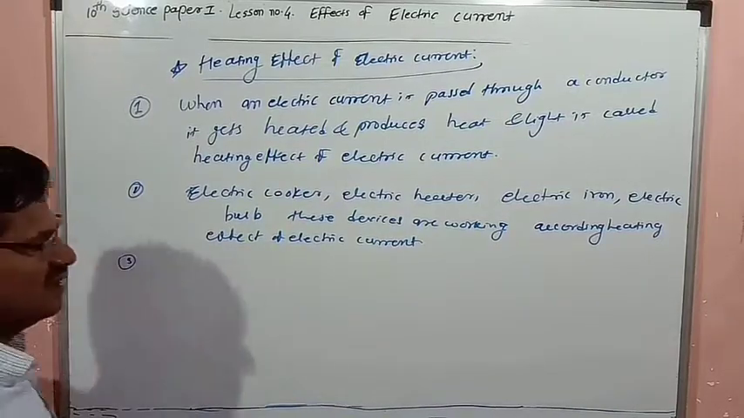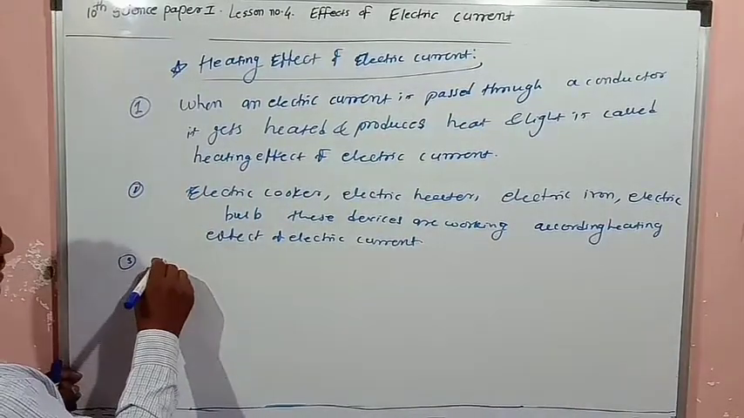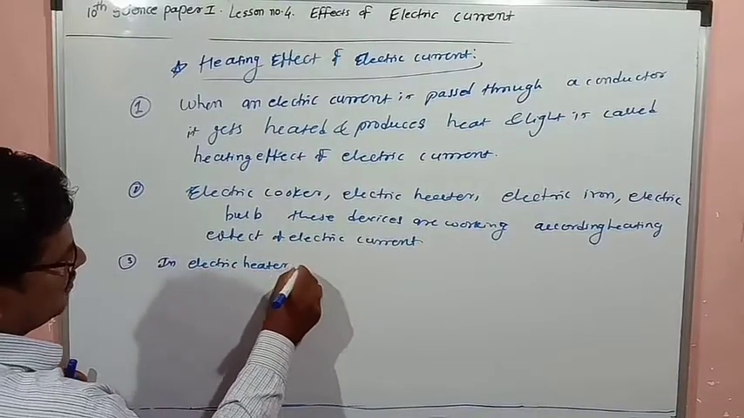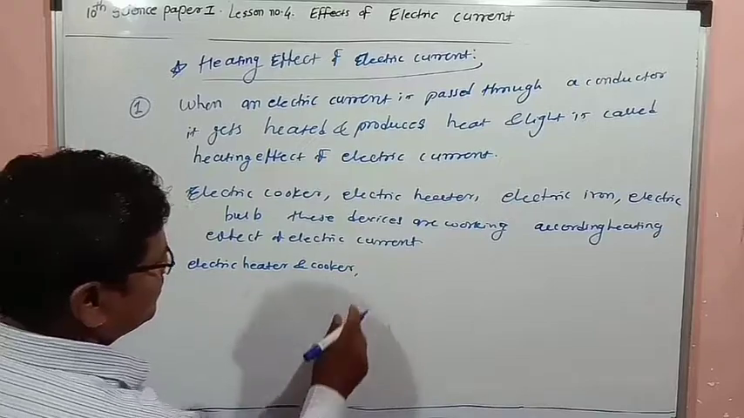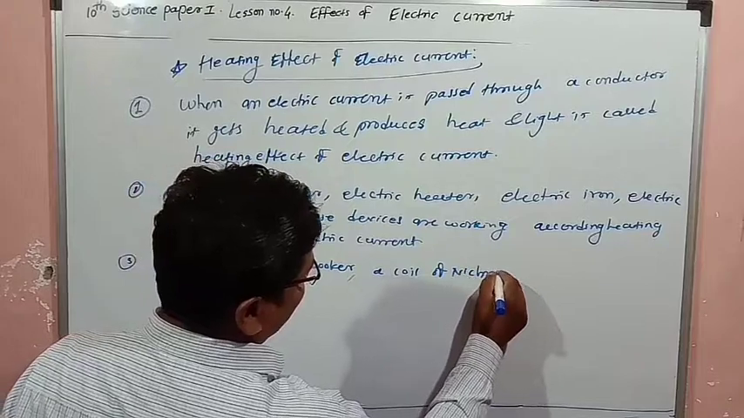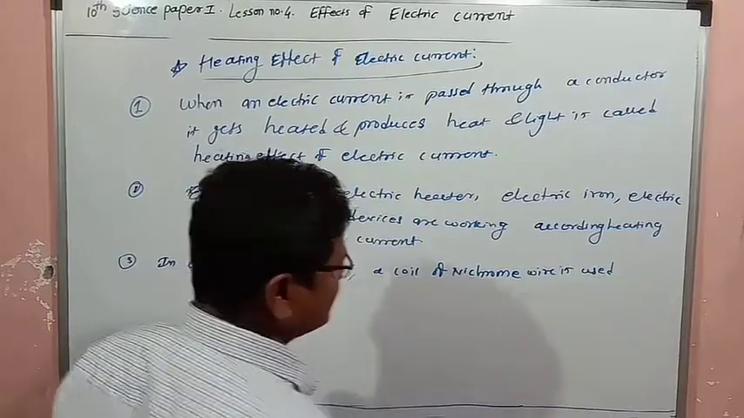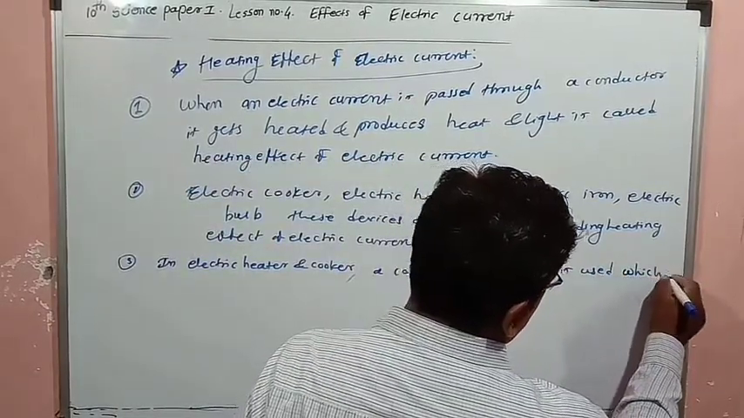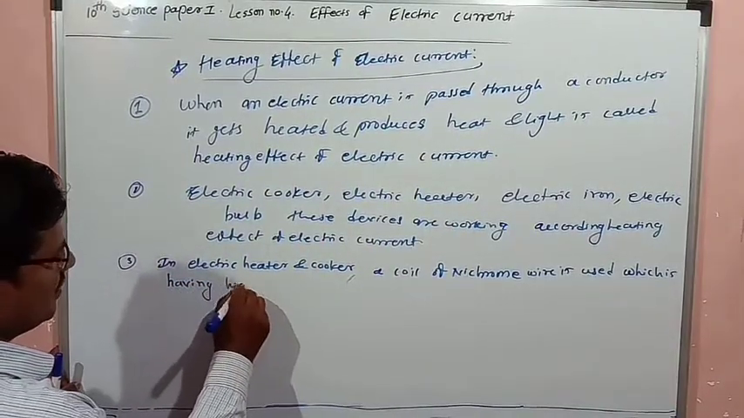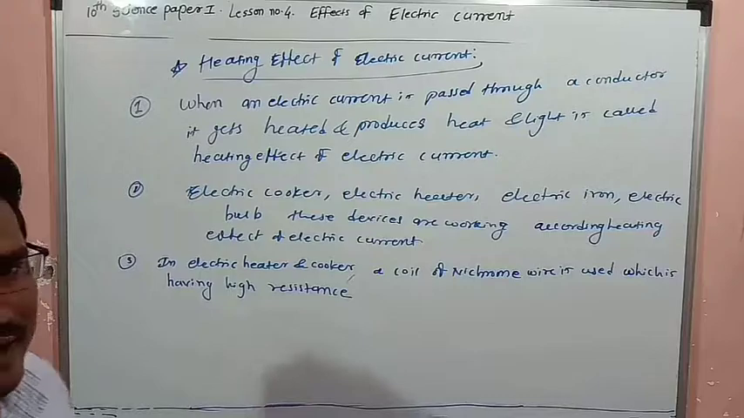Third point: in an electric heater and an electric cooker, a coil of nichrome wire is used, which has high resistance, so it produces a large amount of heat.